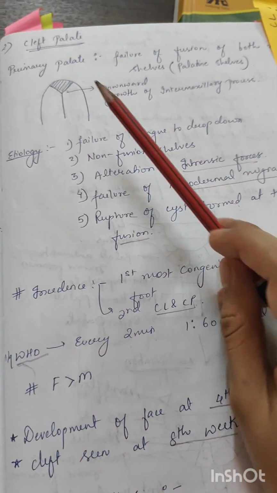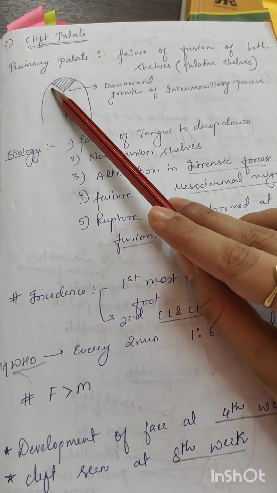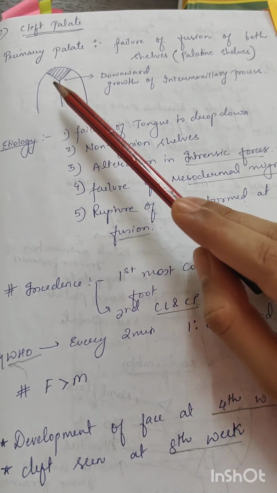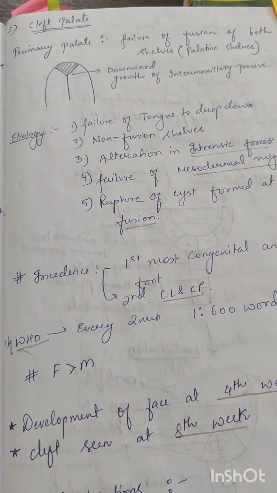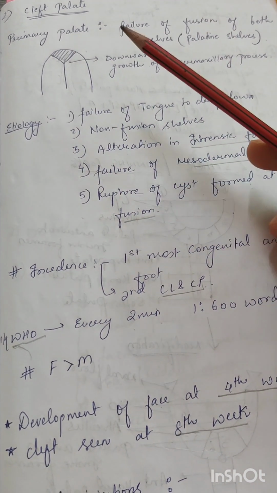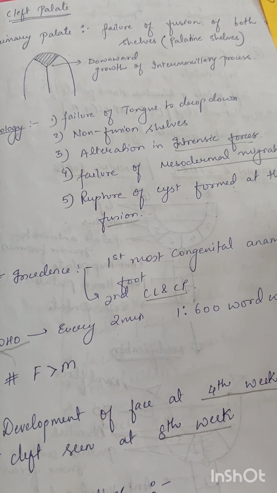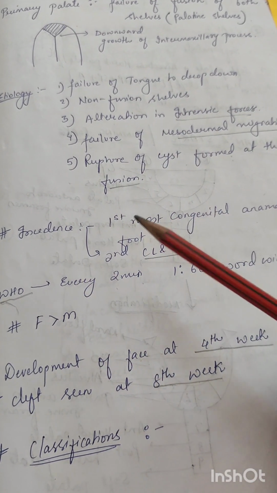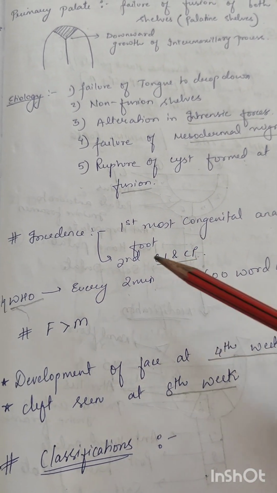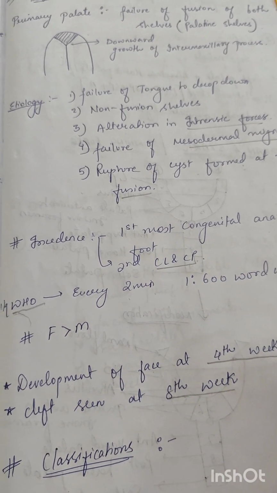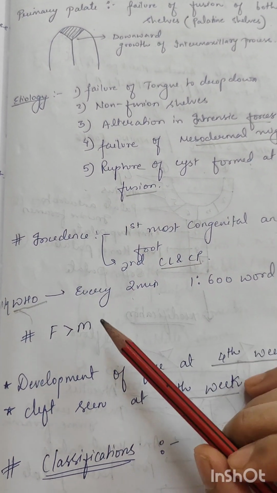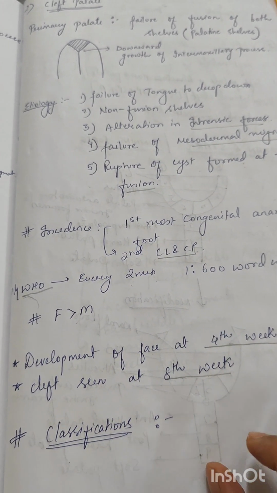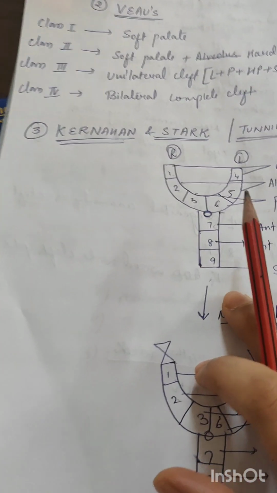Now next is the cleft palate. Causes: failure of fusion of the maxillary shelves, downward growth of the intermaxillary process, failure of the tongue to drop down, altered intrinsic forces, non-fusion of the shelves, failure of mesodermal migration, rupture of the cyst formed at the site of fusion. Incidence: the first most common congenital defect is clubfoot, then cleft lip and palate. According to WHO, every 2 minutes, one in 600 cleft lip and palate patients is born. Cleft palate is more common in females. Development of the face occurs at the 4th week and development of cleft lip and palate at the 8th week.